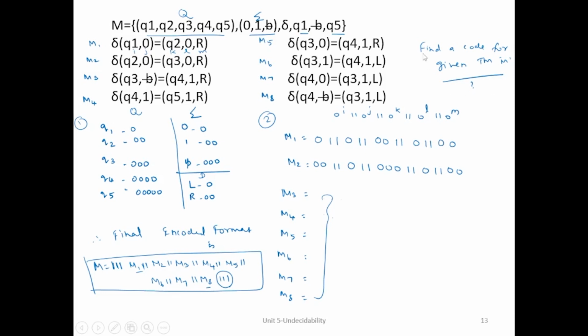So the question will be asked as find a code or write an encoding format for a given Turing machine. So if the question is asked as coding or encoding a word in it, then we should follow this format.